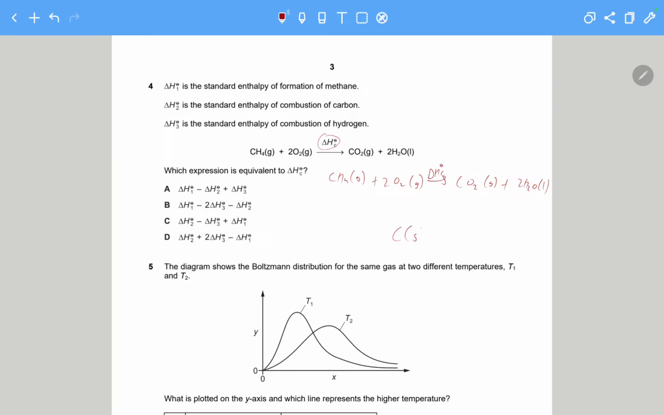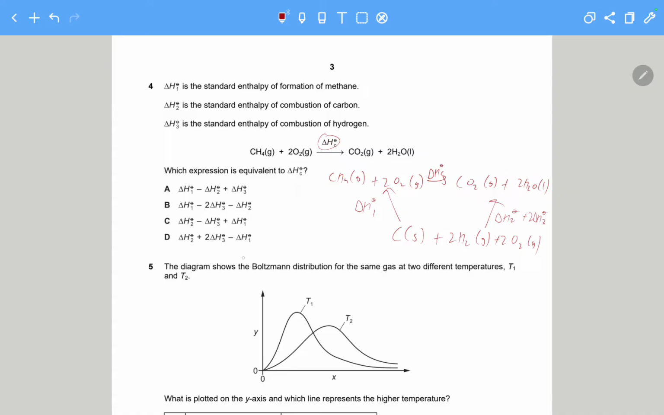And then we have C(s), the elements here, plus 2O2 gas, and this will be a Hess cycle. The left arrow will be delta H01 because it is the standard enthalpy of formation of methane, and the right hand arrow will be delta H02, which is the standard enthalpy of combustion of carbon, plus 2 into delta H03, because it's twice the standard enthalpy of combustion of hydrogen, because you have 2 moles of hydrogen reacting in the reactants. So twice the standard enthalpy of combustion. So now we have this Hess cycle.